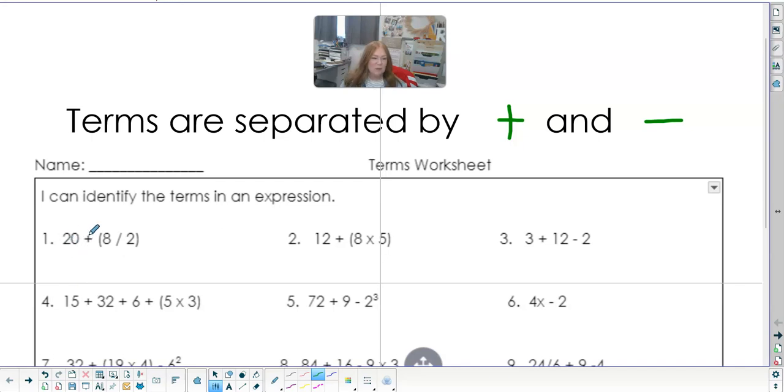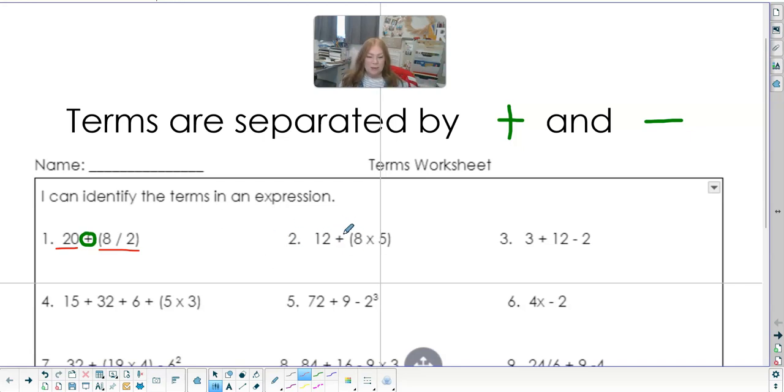So here we can see 20 plus. So here's 1. And then this says 8 divided by 2. So we only have one add or subtract sign. So that splits it into 2 pieces. So here is a term and here is a term. So 20 is a term, 8 divided by 2 is a separate term. So we can look and see by finding the add and subtract signs that breaks up everything else. So you should always have one more term than you have add or subtract signs.